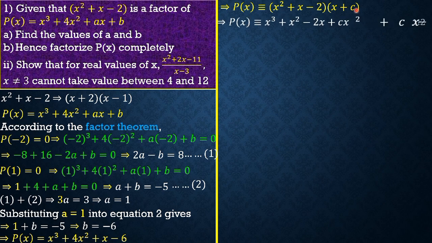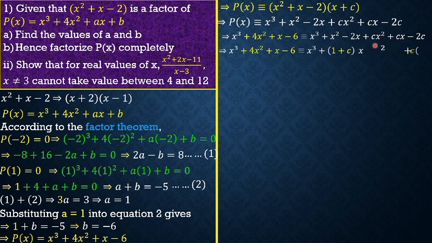If you open up the bracket, friends, we're going to have p of x equal to x cubed plus x squared minus 2x plus cx squared plus cx minus 2c. But friends, what is our p of x? It is what we have here, right? It is x cubed plus 4x squared plus x minus 6. So if we put that and take identities, we are going to have x cubed plus 4x squared plus x minus 6 identically equal to x cubed plus x squared minus 2x plus cx squared plus cx minus 2c.